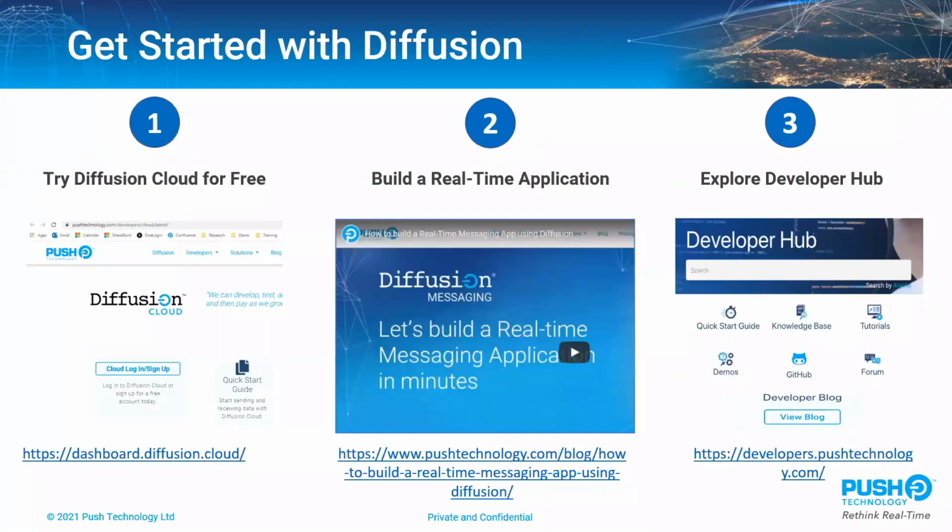And if you do want to start looking at Diffusion, you can try Diffusion Cloud. The sign up is right on our website at dashboard.diffusion.cloud. And you can literally get rolling today with using Diffusion, with how straightforward and simple it is to use. Please visit our quick start guide. And we do have different types of quick starts. You could also download our software and run it locally. And so there's a quick start for cloud, and there's a quick start for on-premise.